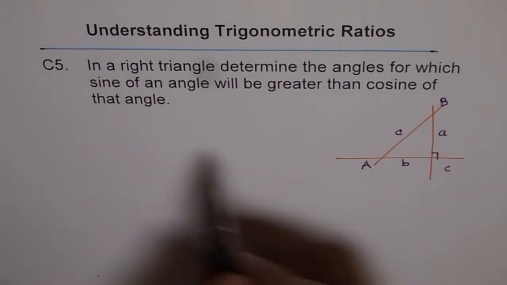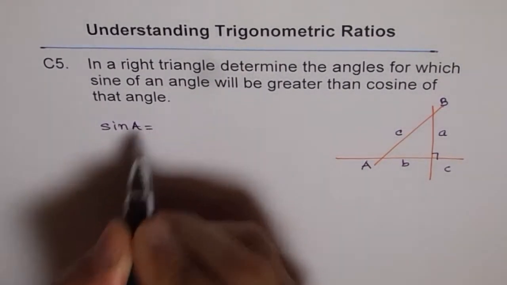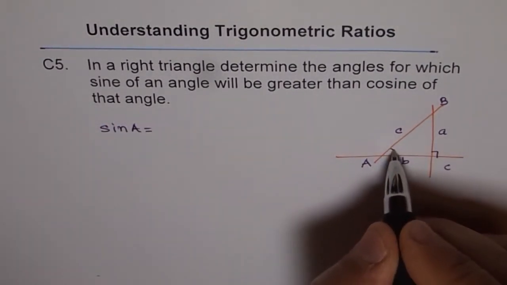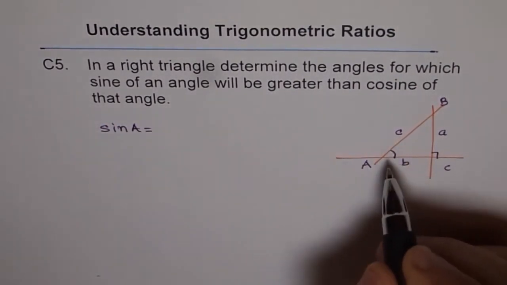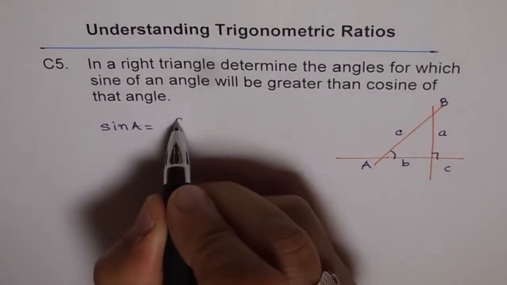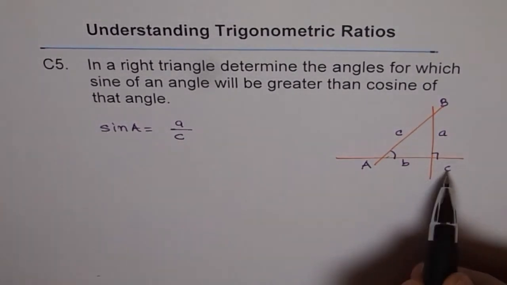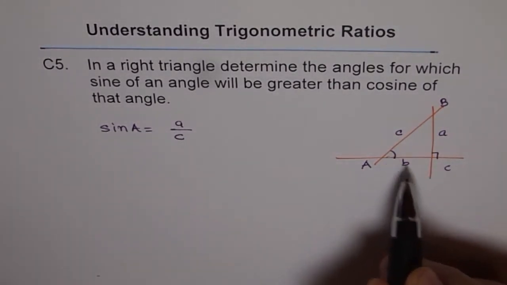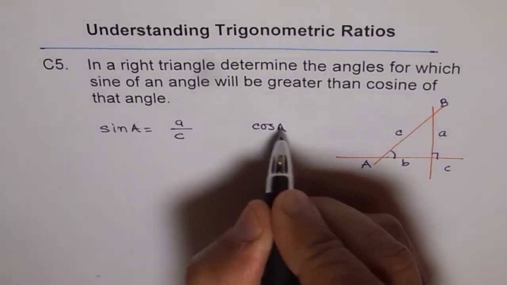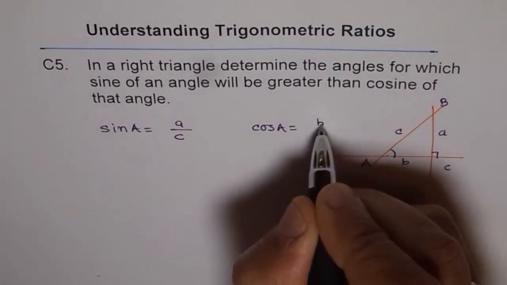Okay, let's figure out what is sine A. So sine A is actually equal to opposite over hypotenuse. We are considering this angle A, right? So if you see from this angle, opposite side is this side. So it is a over c, right? Where c is the hypotenuse. How about the cosine of A? Cosine is adjacent over hypotenuse. So we have cos A is equal to adjacent side is b here, so it's b over c.